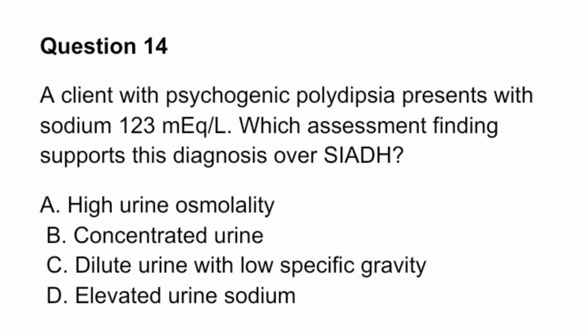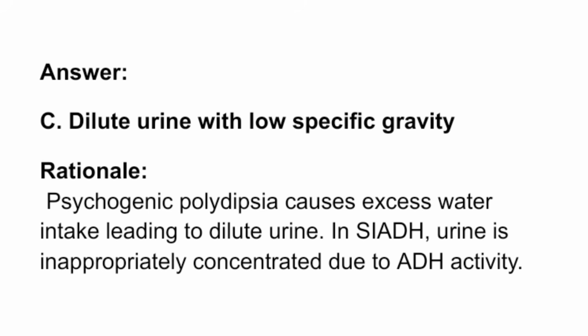Question 14. A client with psychogenic polydipsia presents with sodium 123 milliequivalents per liter. Which assessment finding supports this diagnosis over SIADH? A. High urine osmolality. B. Concentrated urine. C. Dilute urine with low specific gravity. D. Elevated urine sodium. Answer: C.